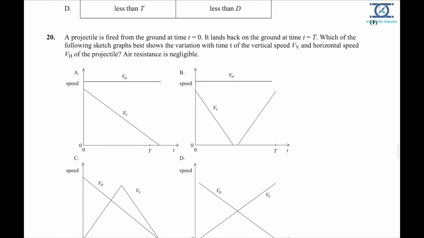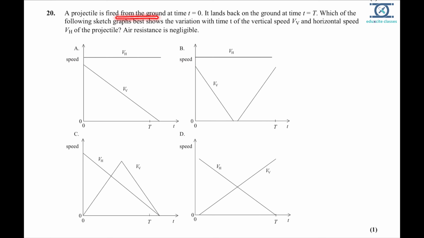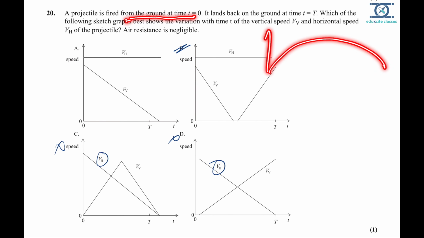Okay. Question number 20. A projectile is fired from the ground at time 0. It lands back on the ground at time t. Which of the following sketches best shows the variation with time t of the vertical and horizontal velocity? Horizontal again is constant and vertical is decreasing. And then it increases also. So option B is the right answer. Rest all are incorrect. VH is constant, so these are incorrect. And here it is continuously decreasing, but it is from the ground, so it will be like this. First it will increase and after this point it will decrease. So this is the right option.